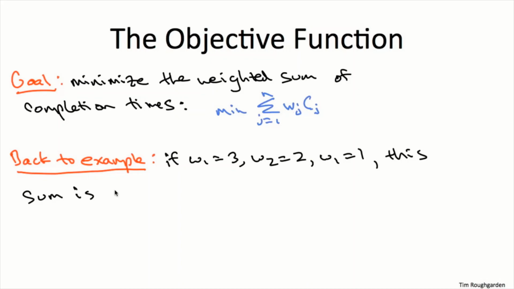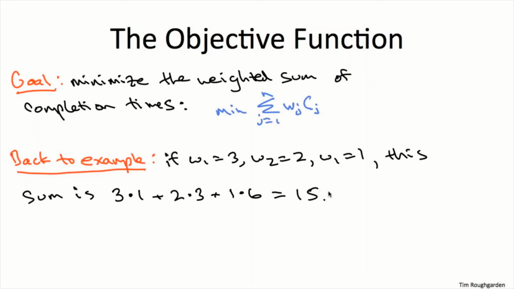First, we begin with the first job, which has weight 3. Its completion time, remember, was 1. Then we have the second job with weight 2. Its completion time was 3. Then we have the third job with weight 1. Its completion time was 6. So we sum up the weighted completion times, and we get a total of 15.